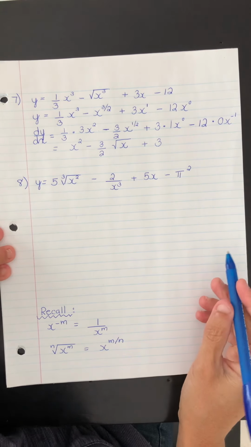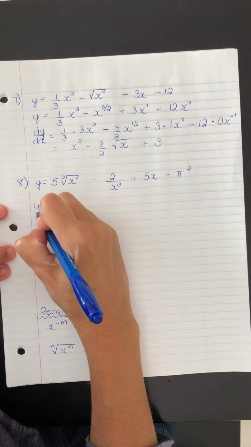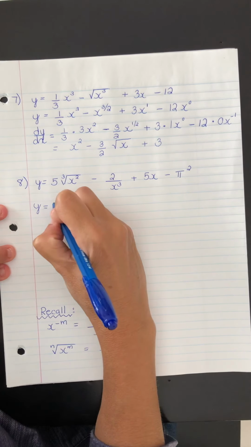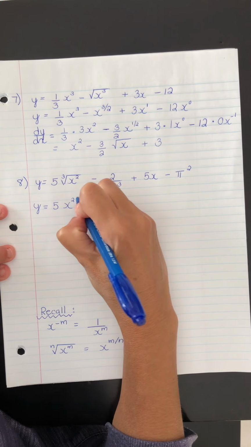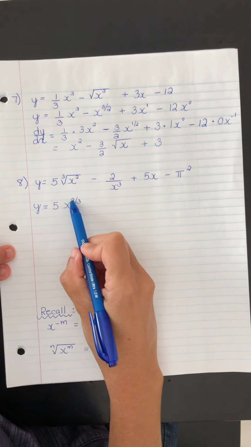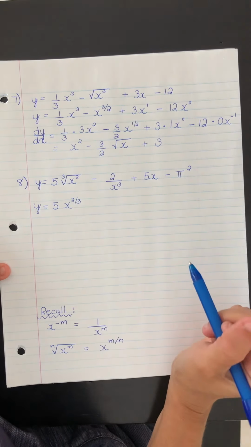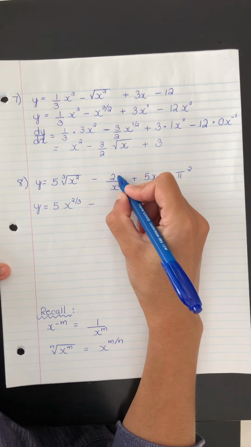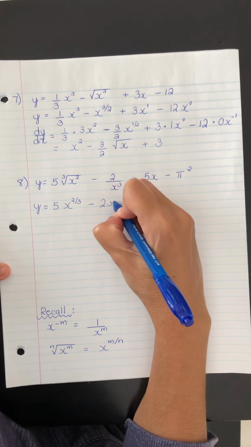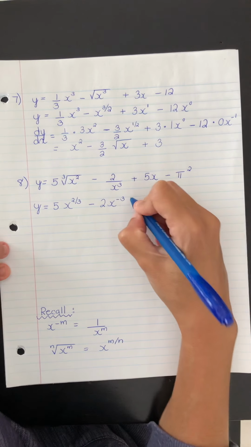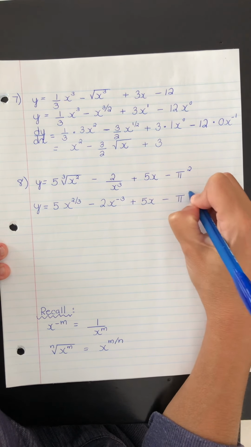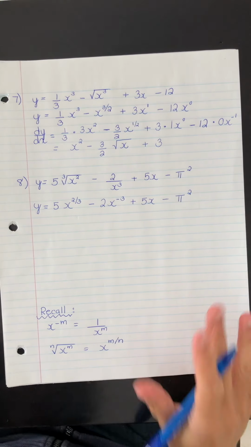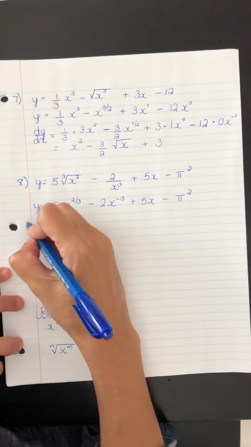Okay, one last example for today. So begin by rewriting the first term will be x to the 2/3 multiplied by 5. For the second term, we use an exponent of negative 3. And now we're ready to form the derivative of each term.